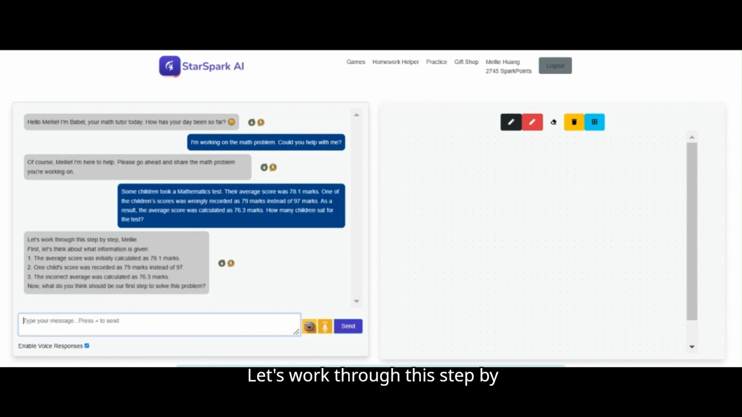Let's work through this step by step, Mellie. First, let's think about what information is given. 1. The average score was initially calculated as 78.1 marks. 2. One child's score was recorded as 79 marks instead of 97. 3. The incorrect average was calculated as 76.3 marks. Now, what do you think should be our first step to solve this problem?